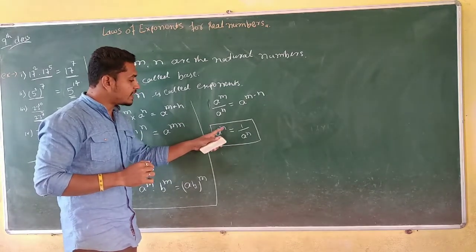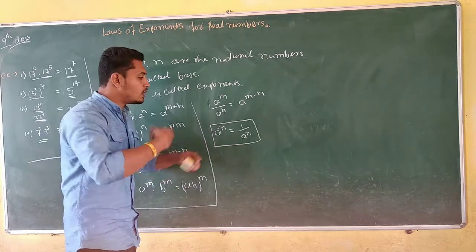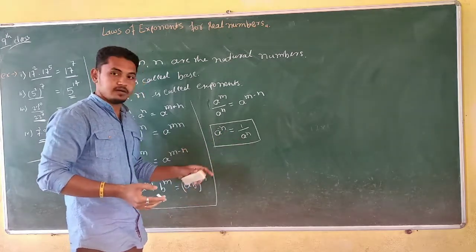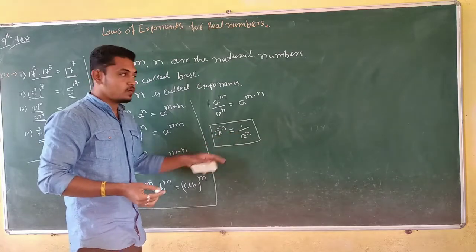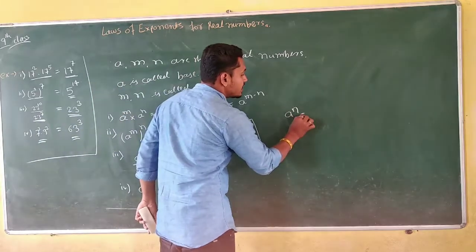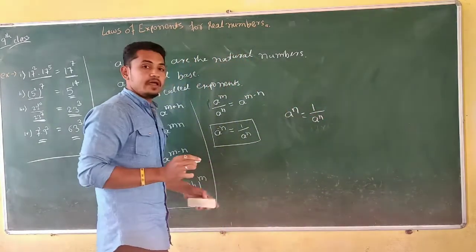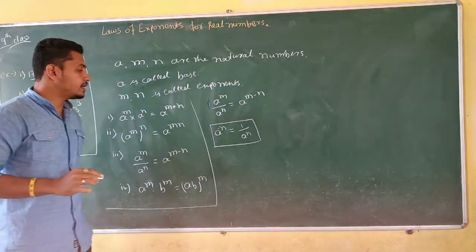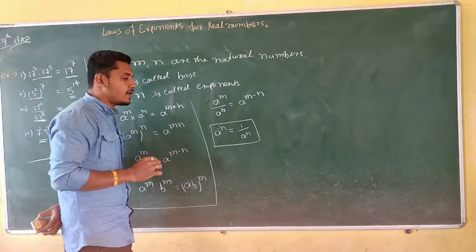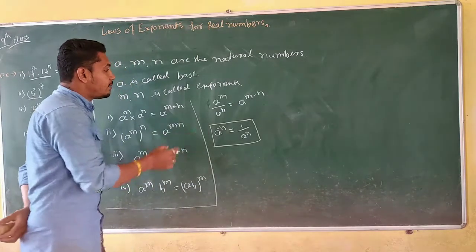The a raised to minus n is equal to the inverse of a raised to n. It is the inverse of a raised to n. Okay, what is the inverse of a raised to n? The inverse of a raised to n is 1 divided by a raised to n. Is it right? So see here, a raised to minus n is equal to 1 divided by a raised to n. How does it happen here?